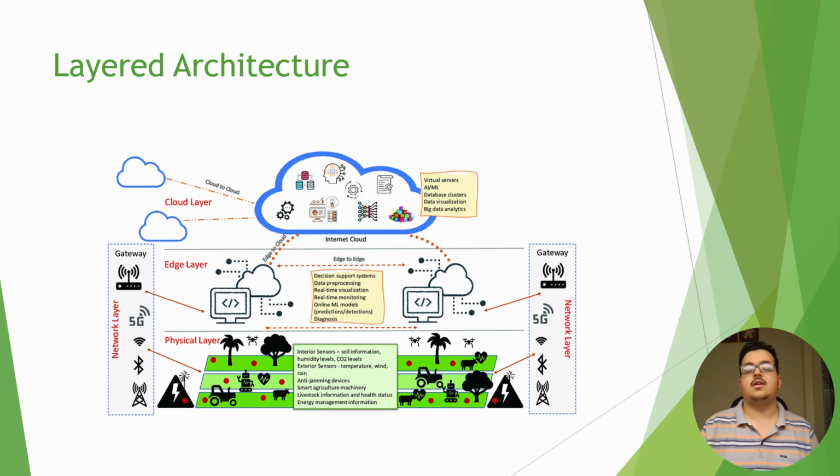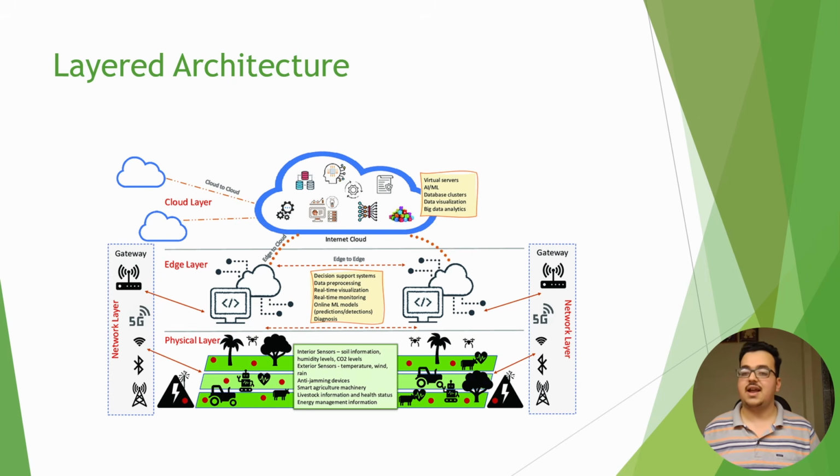The first architecture that we are going to understand is layered architecture. In the research diagram that you can see, the system is structured into four main layers. At the bottom, we have the perception layer. This layer includes all the IoT devices and sensors deployed in the field. These devices collect soil moisture, humidity, temperature, and other environmental data.